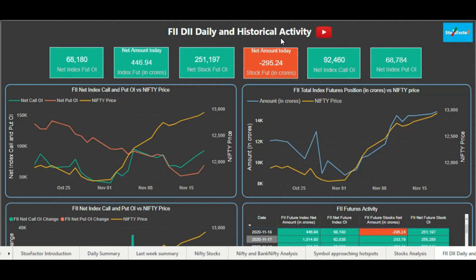In this video, we are going to discuss the 7th page of our dashboard, that is the 7th main page, which is FII daily and historical activity, in which we are going to discuss how we can track the FII's data and DII's data on a daily basis and also analyze the historical trends in order to take decisions.